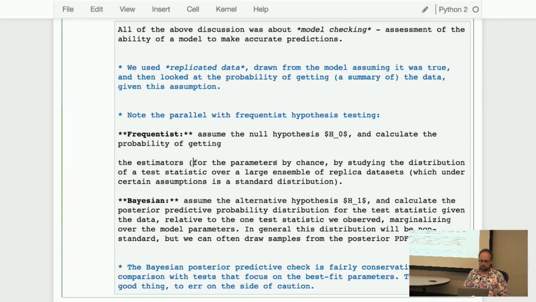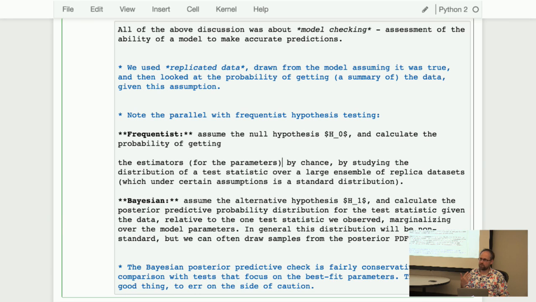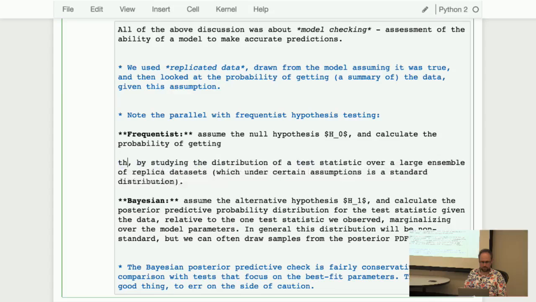Just to remind ourselves that the frequentists are also working with models that have parameters. They just believe that those are true things that can only be estimated, not inferred using probability distributions. So that's why I put for the parameters there to remind us. But the estimators is what they're working with. I don't know why you're using estimators for parameters if you're talking about hypothesis test statistics. So I should just remove this entirely. Getting the test statistic, the summary statistic. Let's call it summary statistic.